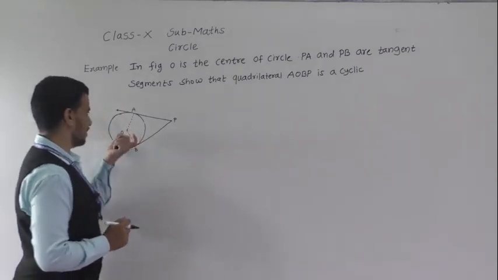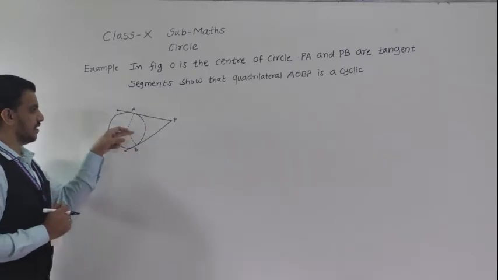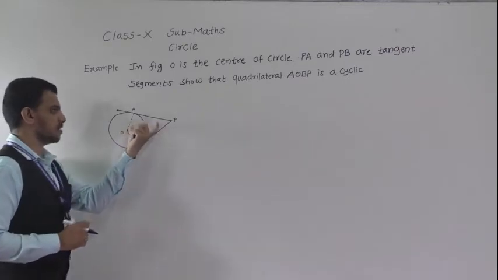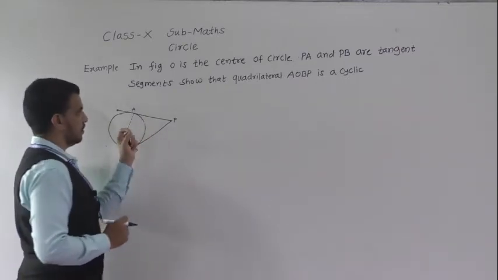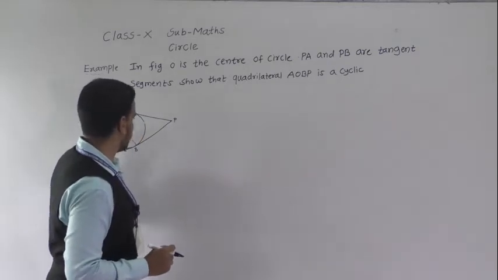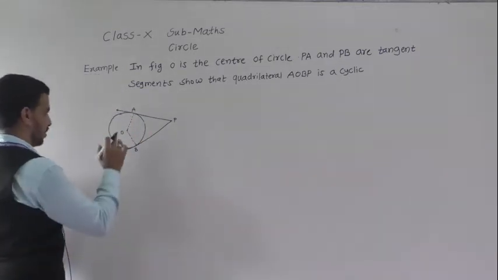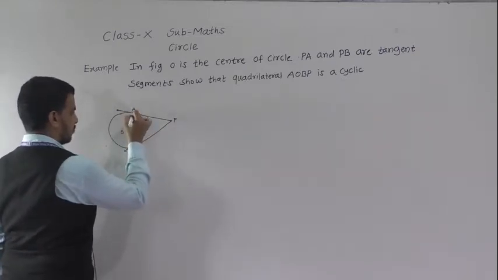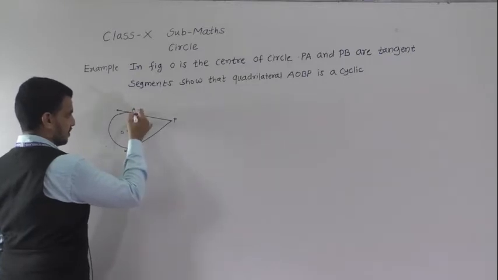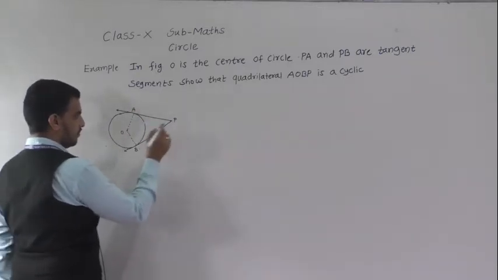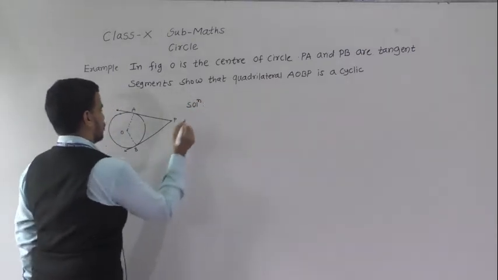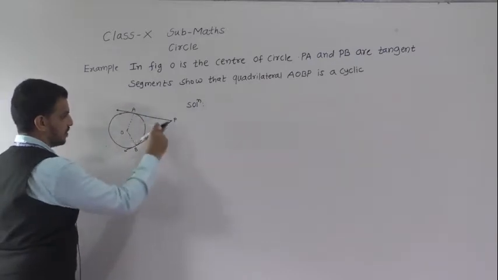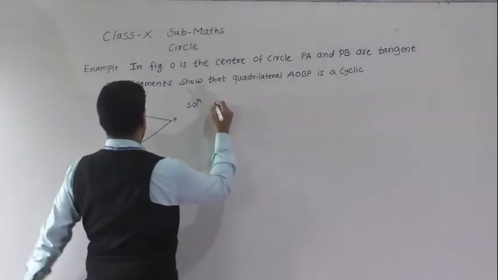Okay, so when we say that quadrilateral is a cyclic, if sum of opposite angles in quadrilateral is a 180 degree, then we can write that that quadrilateral is a cyclic quadrilateral. Okay. So here we have to show that in quadrilateral AOBP, sum of opposite angles, that is this angle and this angle, sum is 180 degree. So if we show that sum of opposite angle is 180 degree, then we can write quadrilateral AOBP is a cyclic quadrilateral.